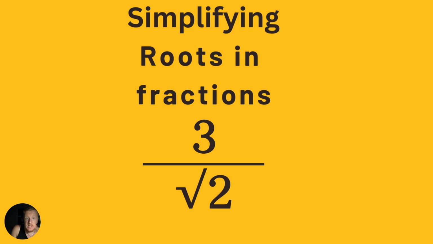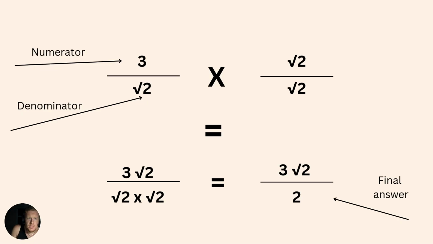Now, simplifying roots in fractions. So, 3 over the square root of 2, we have to multiply the denominator by the same number, which is the square root of 2. So the numerator is 3, and on the other side is the square root of 2 on the top.